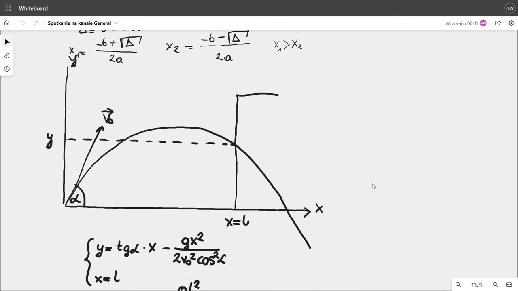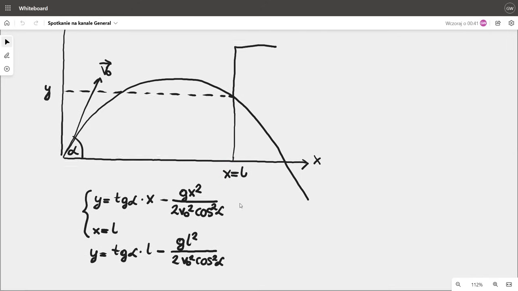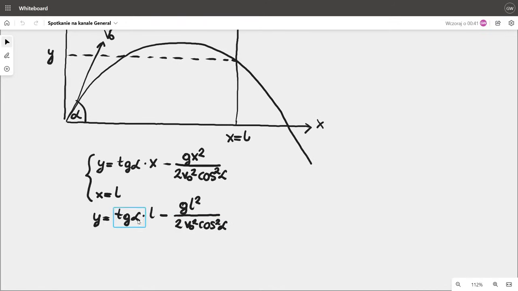If the obstacle is a vertical wall, its equation is just x equals L. Have it here and here. We put this value to right side of the first equation and calculate value of y. So, we have solved our problem, and it is the end of this lesson.